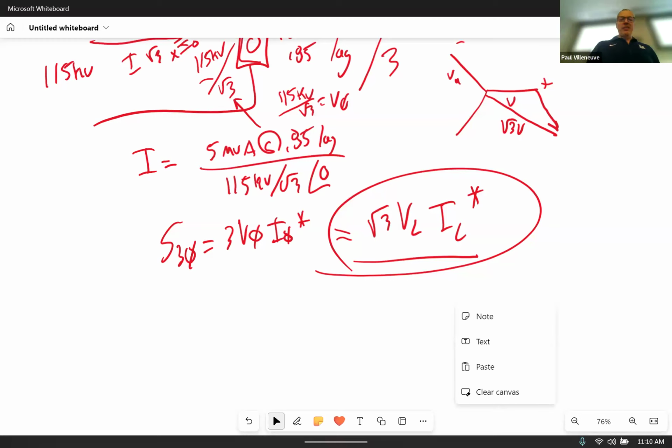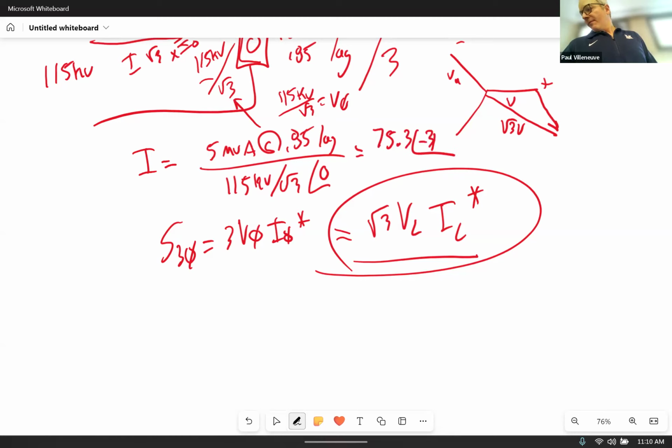So when you do this calculation, my I is 75.3 at an angle of minus 31.8. What does this current have? Two pieces of it, right? What are they?